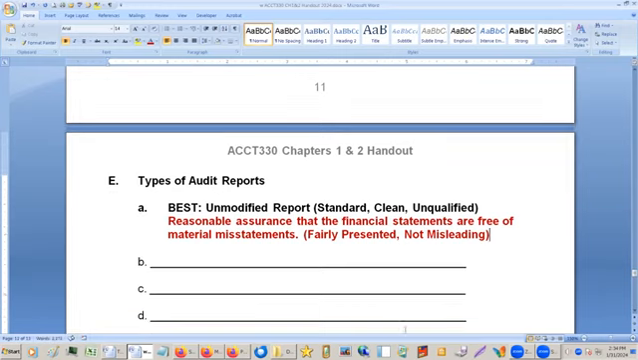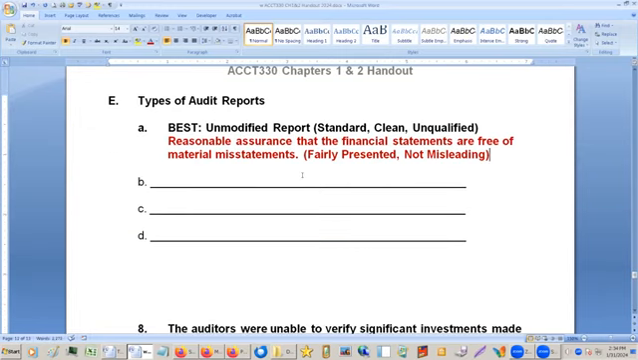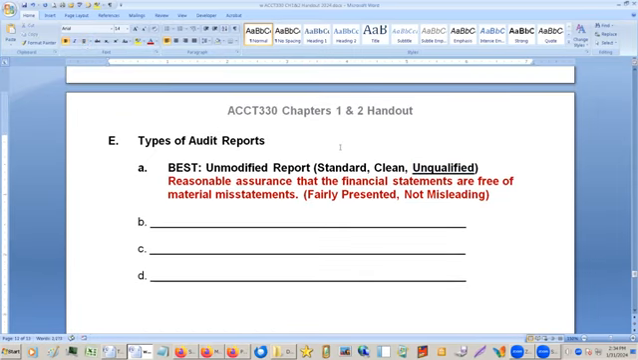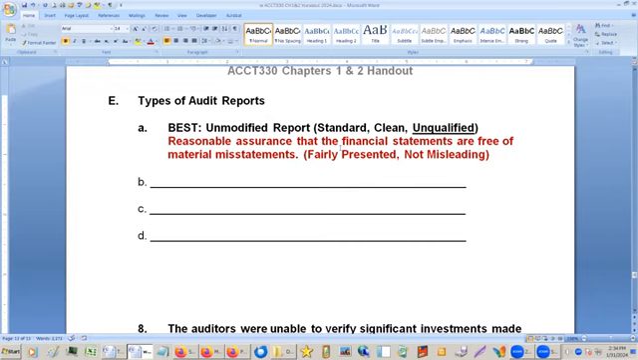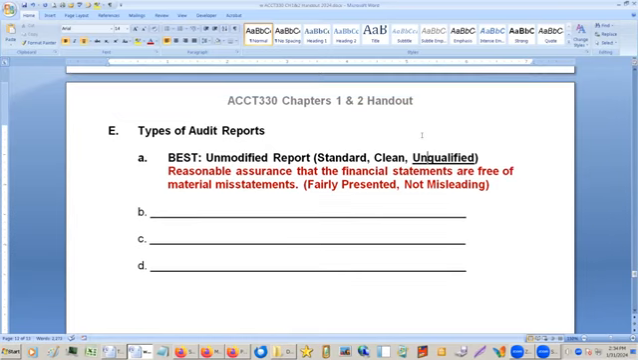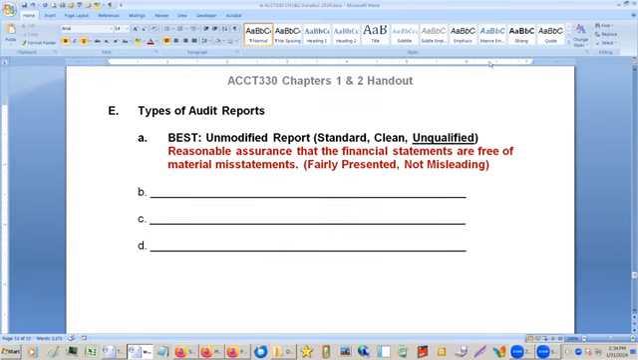So that's the best report you can get, an unmodified report. Sometimes called the standard report, clean report. Unqualified, this is what they call it for issuers, publicly traded companies. They'll call it an unqualified report. I know the term unqualified seems like a bad term, but what they mean by unqualified is that everything's okay and I'm not going to put any qualifications on it.